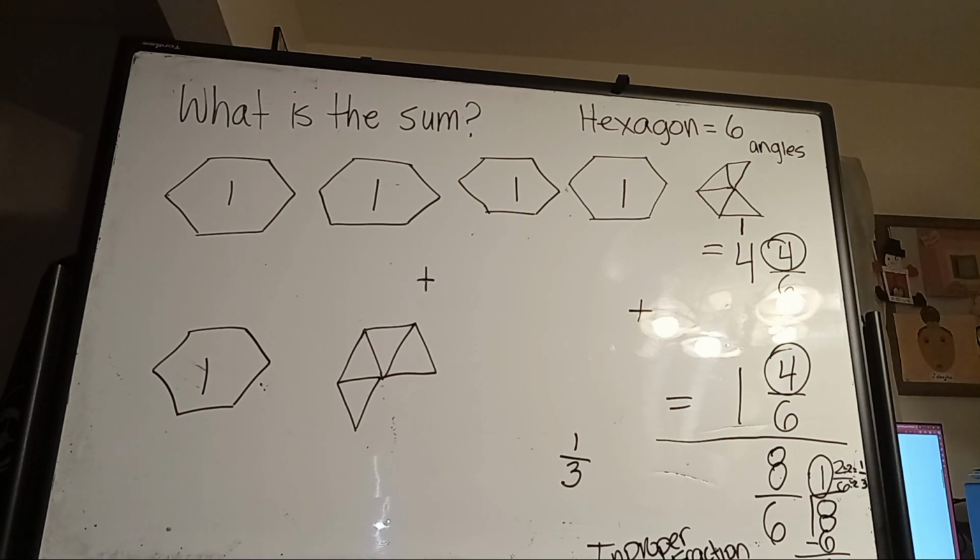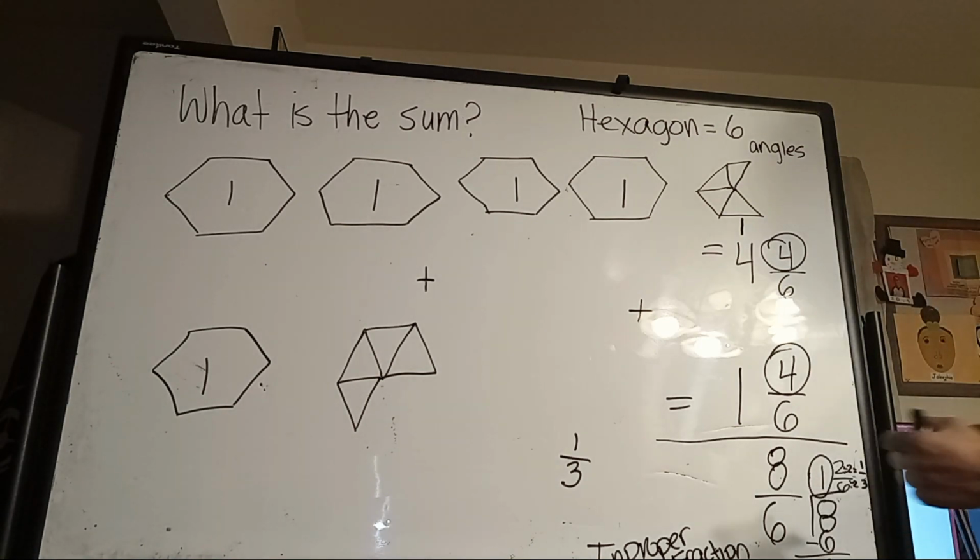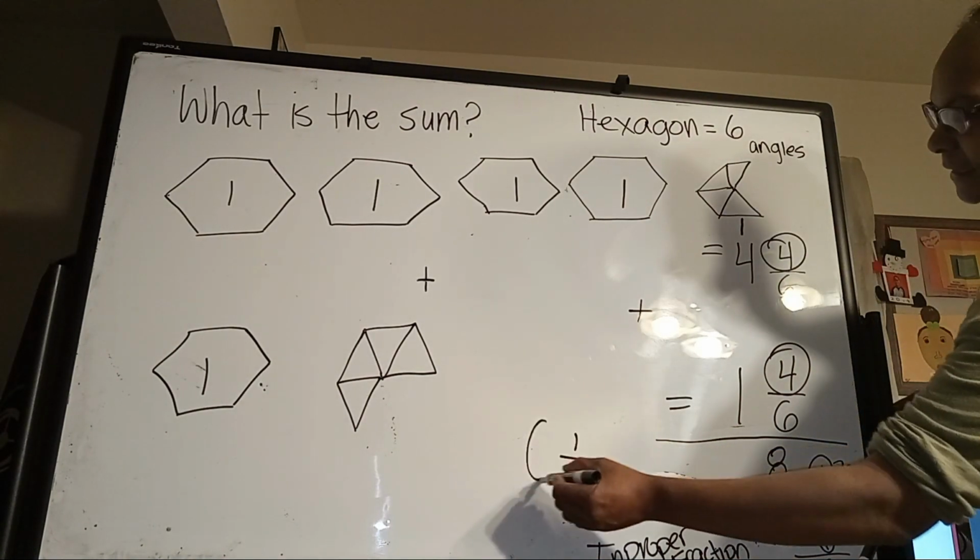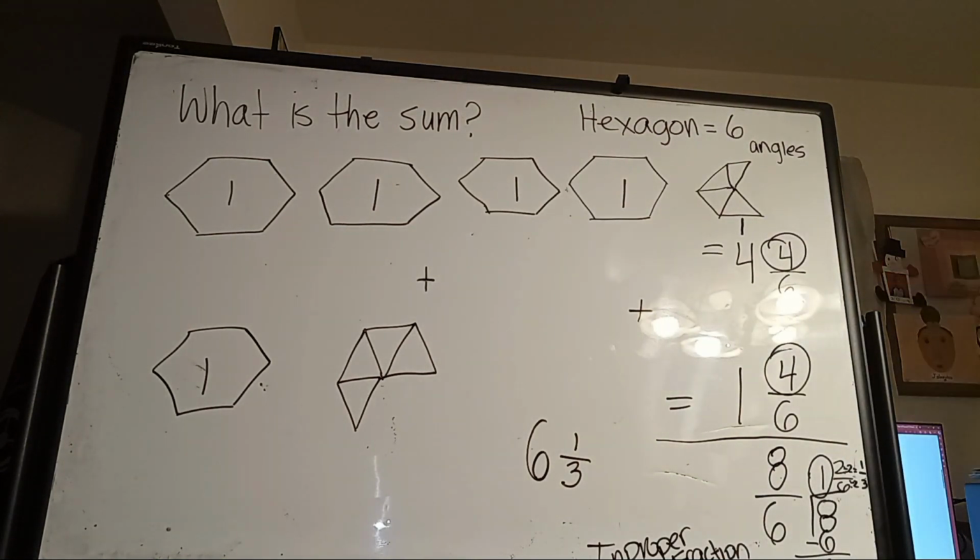And so now that we finished everything on the fraction side, we can go ahead and add our whole number side. So now we're going to add 4 plus 1 is what? 5. And then 5 plus 1 is? 6. Good job. So now we have an answer of 6 1/3. That is the answer.